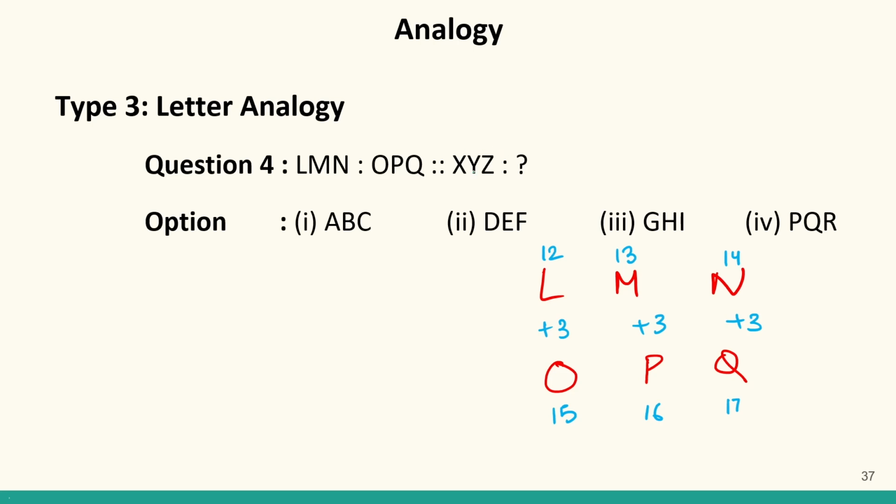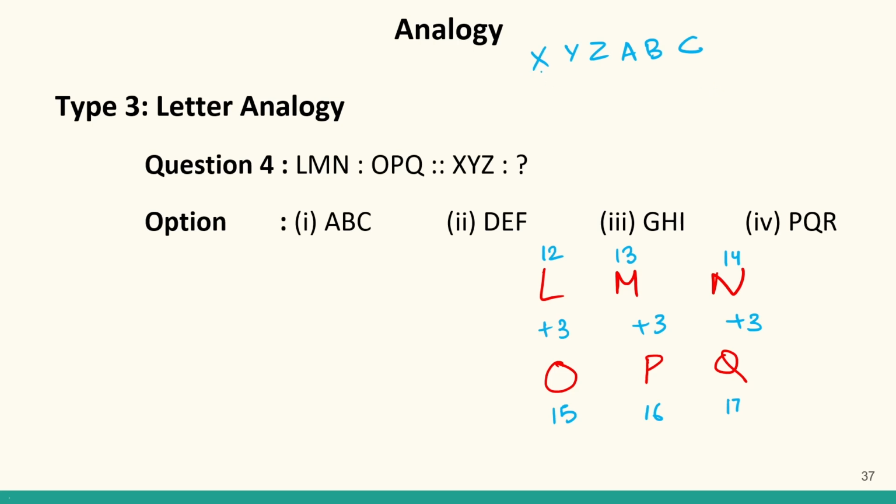So same thing we have to do for X, Y, Z. Now if you remember, I told you the concept of looping. That means that when we finish from X, Y, Z, we consider the next term to be A, B and so on. So we have to move 3 positions forward.